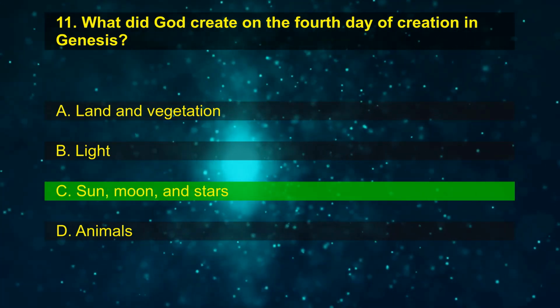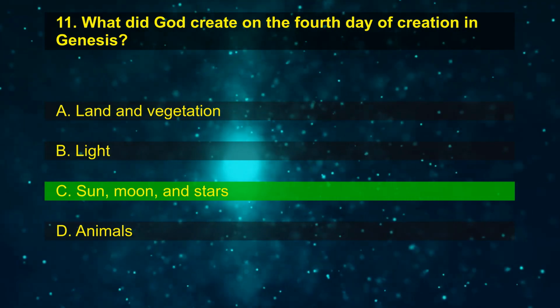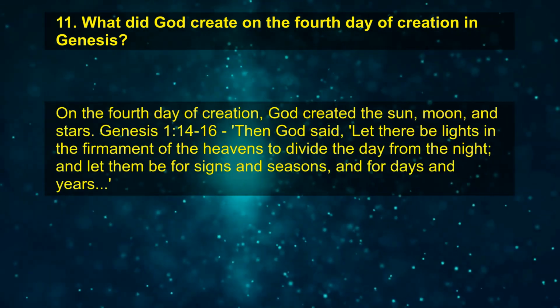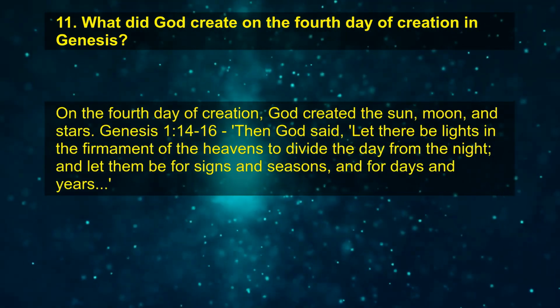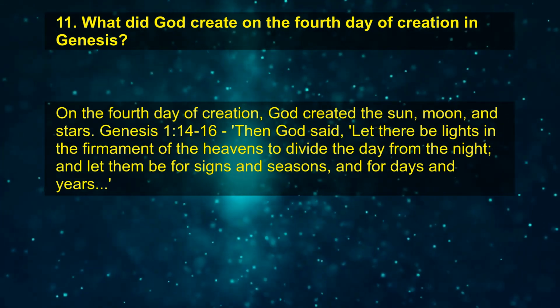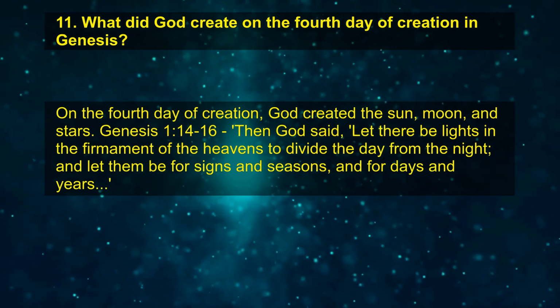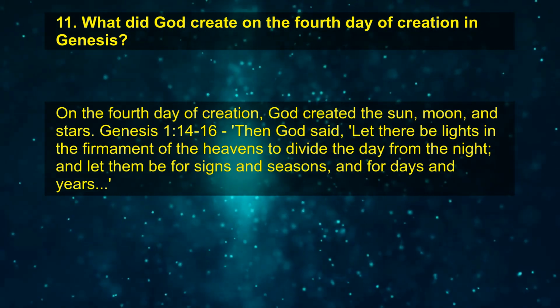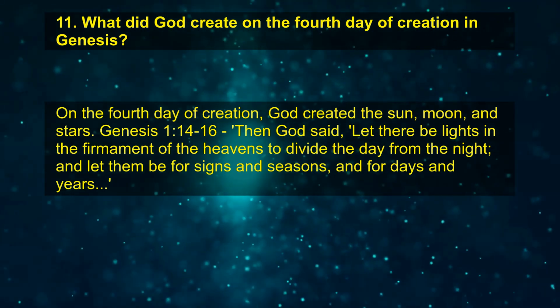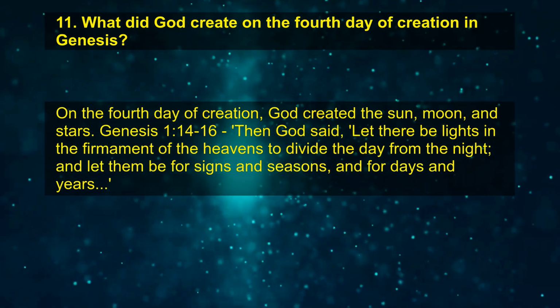Right answer is C. Sun, moon, and stars. On the fourth day of creation, God created the sun, moon, and stars. Genesis chapter 1 verses 14 to 16. Then God said, "Let there be lights in the firmament of the heavens to divide the day from the night. And let them be for signs and seasons, and for days and years."